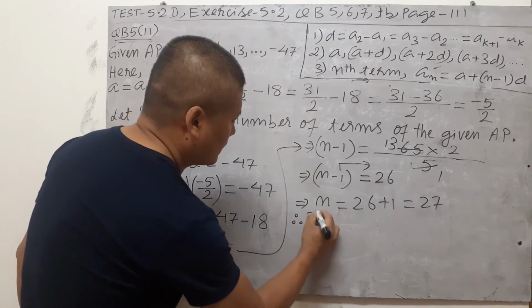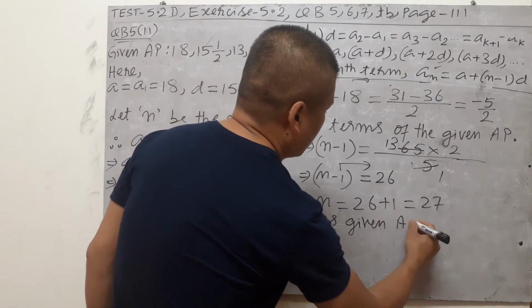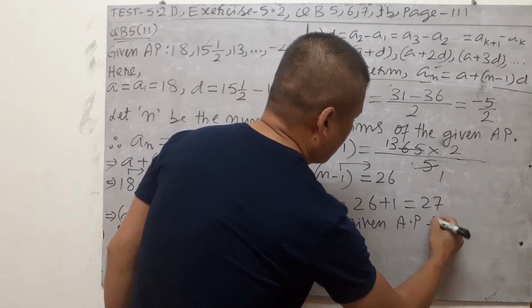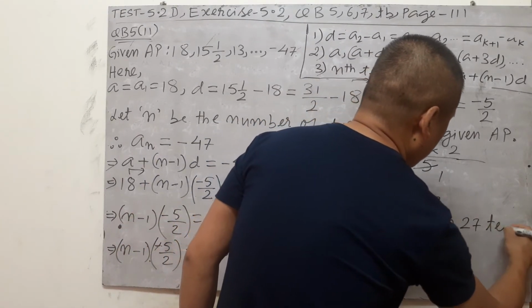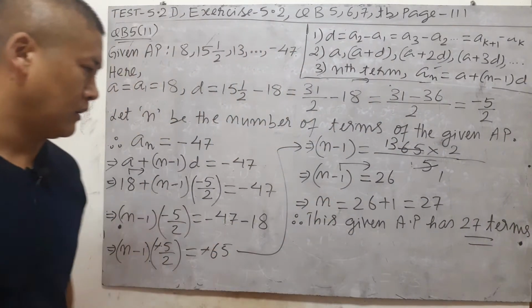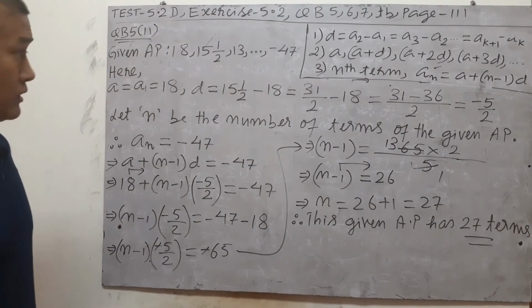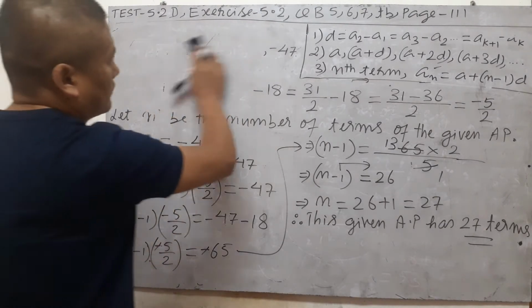Therefore, this given AP has a total of 27 terms in it. Okay, so that completes question 5. Now I can go to 6 and 7. So let us go to 6 here.